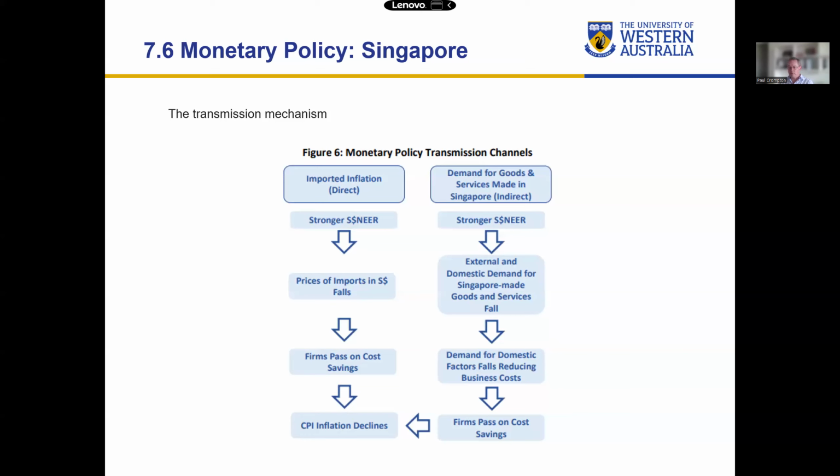And with lowering production costs, you can pass those cost savings on to customers in the form of a reduction in the prices of final goods and services. And so inflation is going to fall for that reason as well. So basically what I'm saying is this second column here, the exchange rate goes up, the price of domestic goods falls, that's the second column. And the first column is the exchange rate goes up or appreciates, the price of imported goods falls. And they work together to lower the overall level of CPI inflation in Singapore.